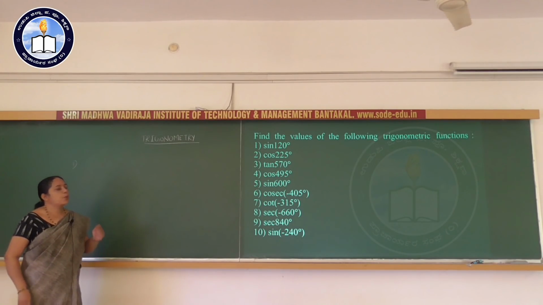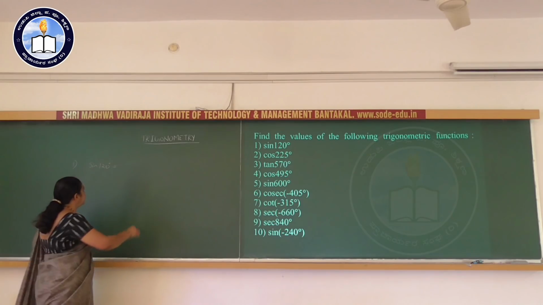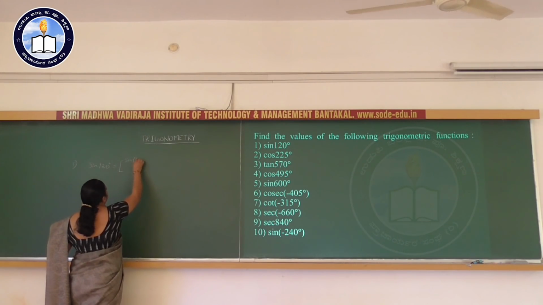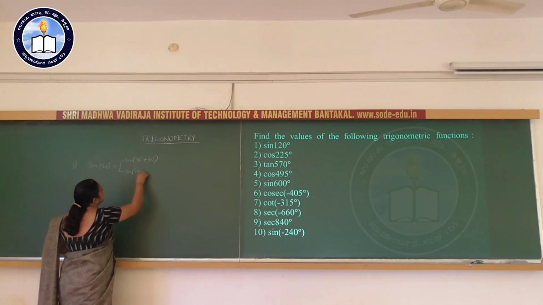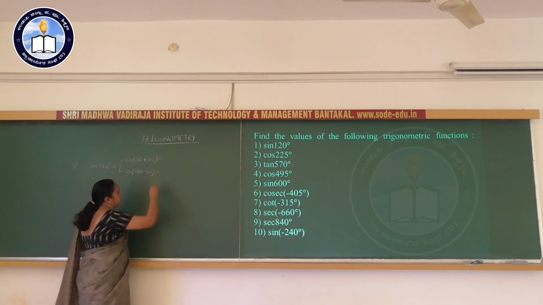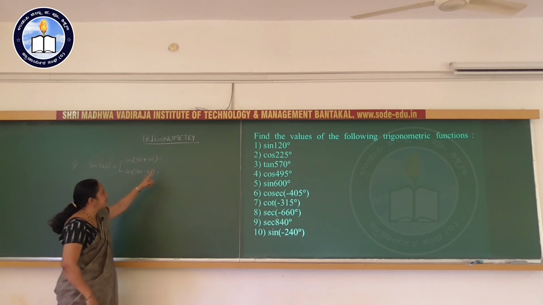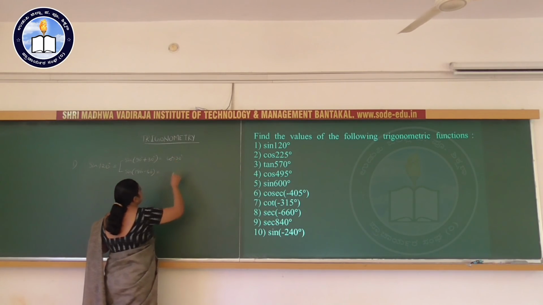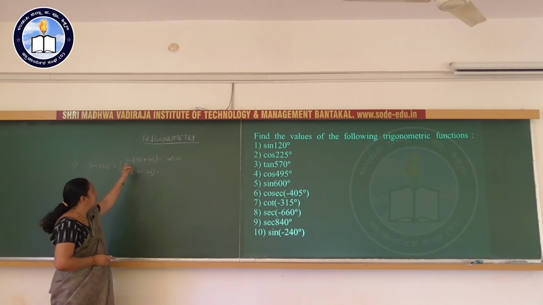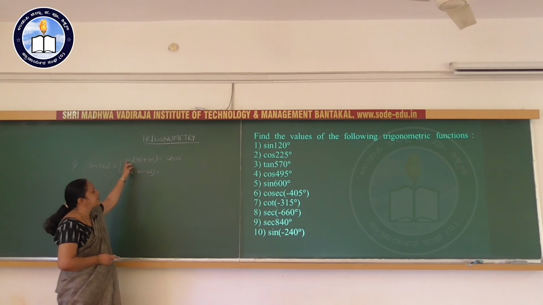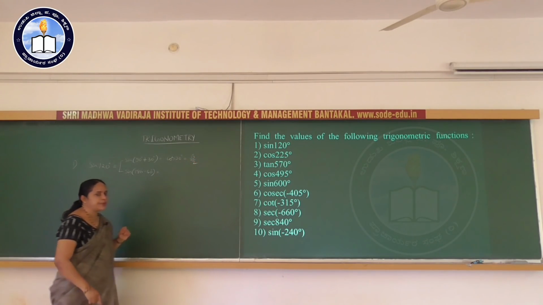What is the value of sine 120 degrees? To find the value of sine 120 degrees, we can write it in two different ways, either sine of 90 plus 30 or sine of 180 minus 60. If we write sine of 90 plus 30, since it is 90 degrees, first write the co-function of sine, that is cos, and we know cos 30 degrees is root 3 by 2.